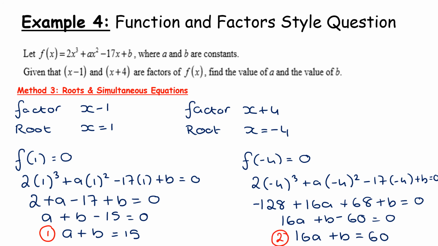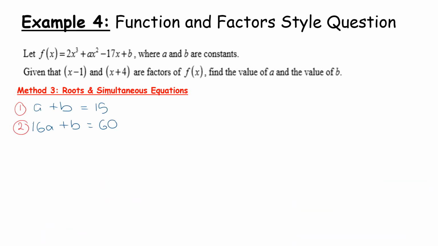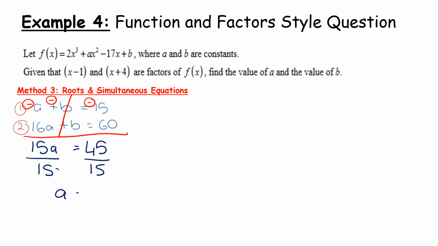So now we're going to do some simultaneous equations. So working with these two equations, we can find a value for a and a value for b. I'm going to eliminate the b's, so I'm going to change the signs of equation 1. The b's then eliminate, so minus b plus b is 0. I get 15a is equal to 45. Apologies, that's 15, not a 5, so that's 45. So then dividing both sides by 15, I get a is equal to 3.